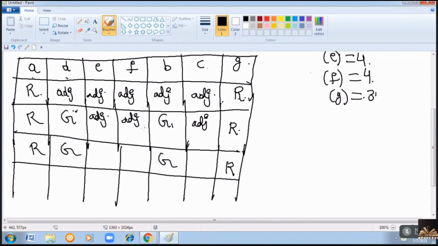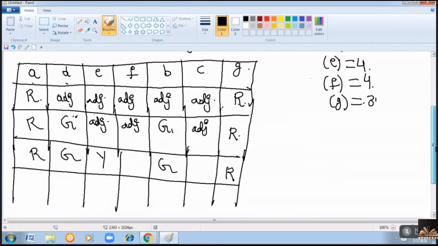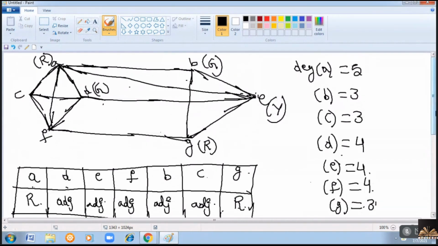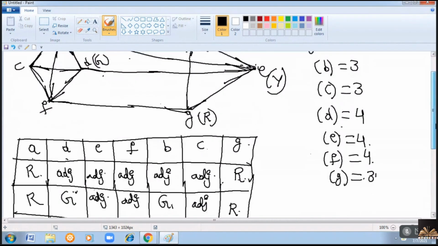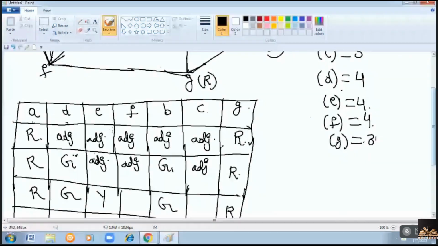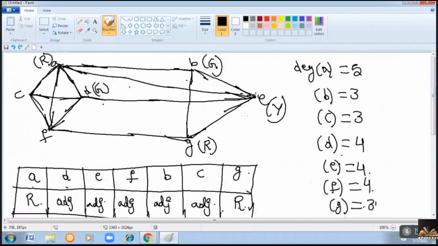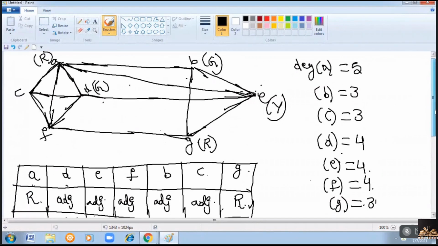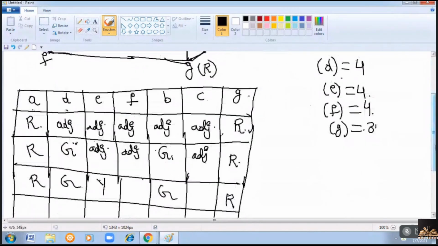Now the first vertex is E. You can color the first vertex with a new color. So E can be colored with yellow. Now move down the list. Whichever vertices are not adjacent to this can be colored. But what about F? Is F adjacent to E? No, it is not adjacent. So you can color it with the same color.